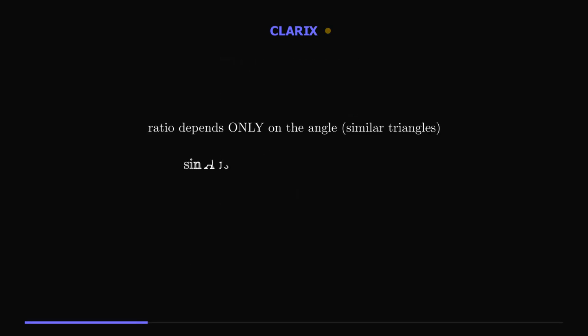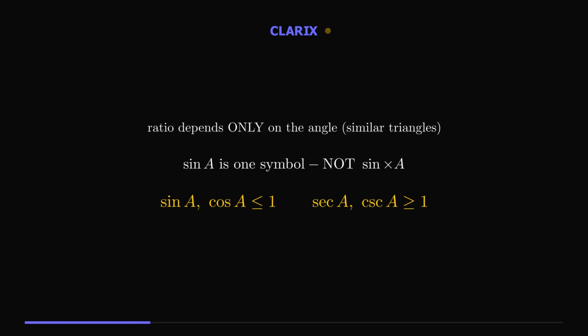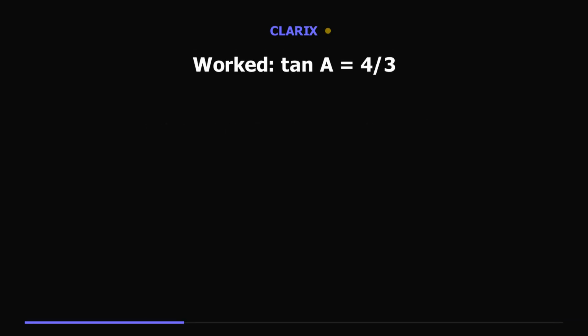3 facts before we use them. First, a trig ratio depends only on the angle, not on the size of the triangle. Blow the triangle up or shrink it, and because the triangles are similar, every ratio stays exactly the same. Second, sine A is one single symbol, meaning the sine of angle A. It is not sine multiplied by A. Third, since the hypotenuse is the longest side, sine and cosine can never exceed 1, while secant and cosecant are always at least 1.